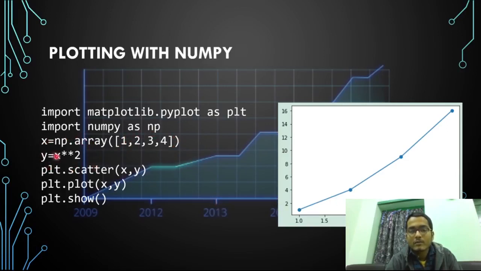Suppose we want to plot the graph of y equals x square. So we do this, do scatter and then plot. The points you see are correct: 1 comma 1, 2 comma 4, 3 comma 9, 4 comma 16. But do you think this looks like the y equals x square curve? Of course not, right? So what to do next? How to make it more smooth?